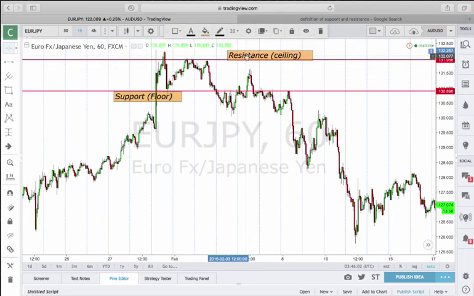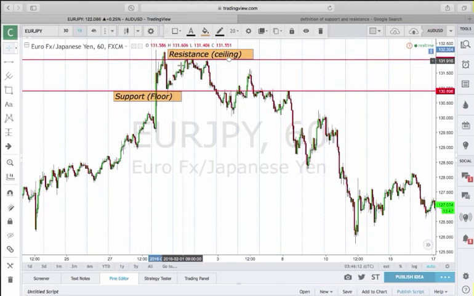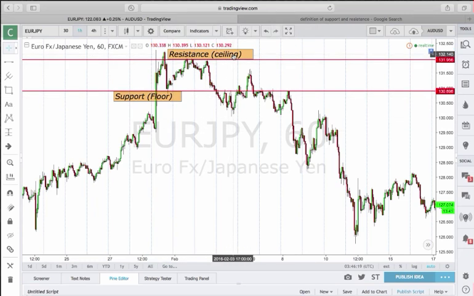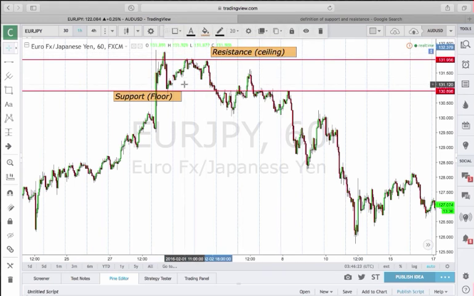Now, resistance is another word for a ceiling, and support is like a floor. As you can see, from this point and from this point, this was the ceiling and this was the floor. Okay? I want you to understand that this is very adaptive to everything and it's very simple, but we just have to see it with our own eyes and always move along with the markets. And like I said, there's no perfect way to draw everything up.